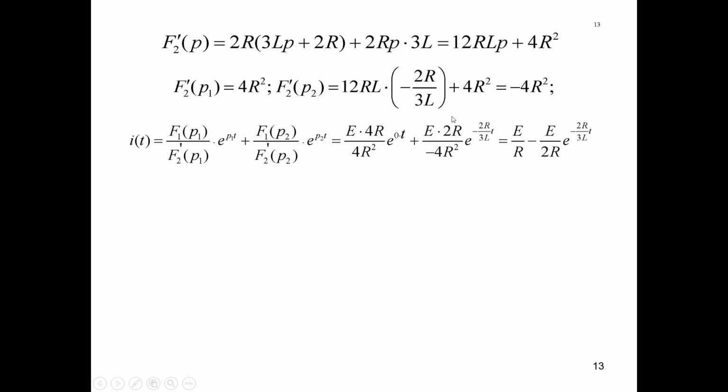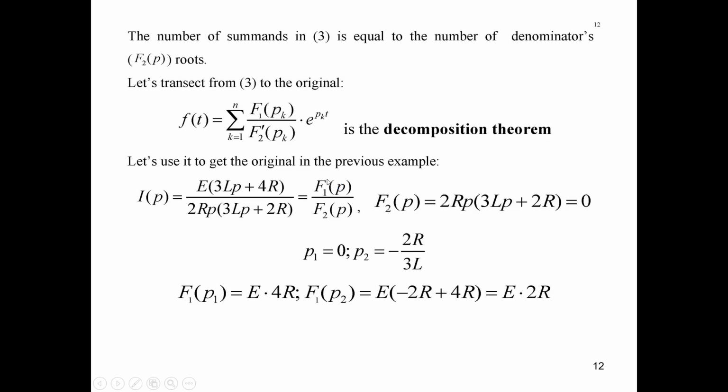It is here, plus 4r². You see here, 3 and r are cancelled, and we have here 24 over 3, it will be 8r², with minus, yes, minus 8r² minus 4r², it will be minus 4r². So this is the expression for the derivative of phi2 with substitution of the root p equals p2.